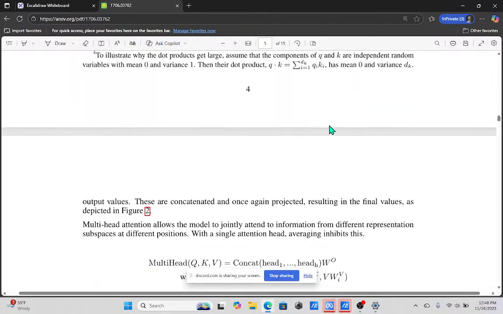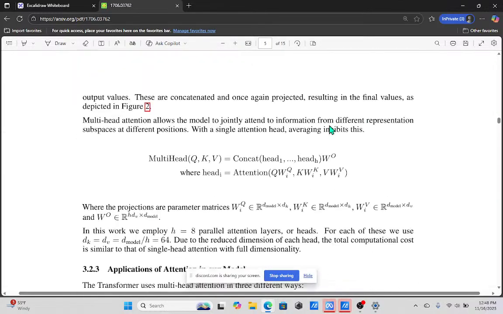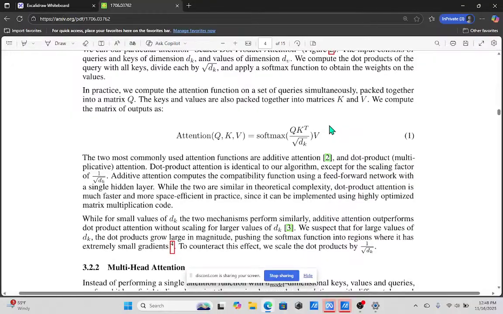But does anyone else have any thoughts or questions or interesting points about the paper?